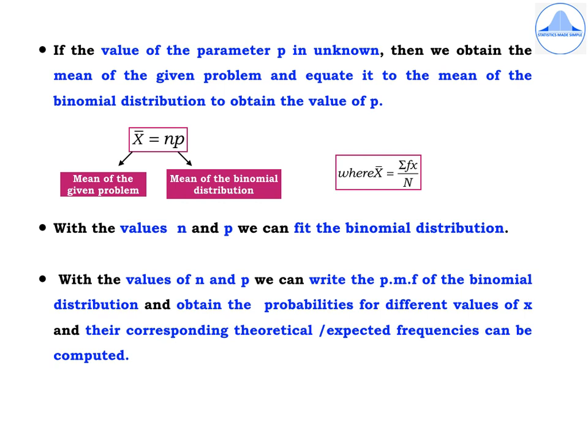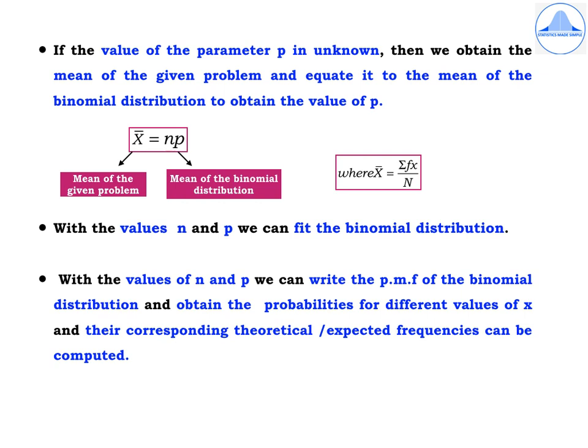All of you know how to calculate the arithmetic mean for a discrete frequency distribution. The formula which you see on the screen is x bar equal to summation fx by capital N. So if the parameter p is not given to you in the problem, first you find the mean of the problem using the formula x bar equal to summation fx by N. Next, equate it to the mean of the binomial distribution. What is the mean of the binomial distribution?